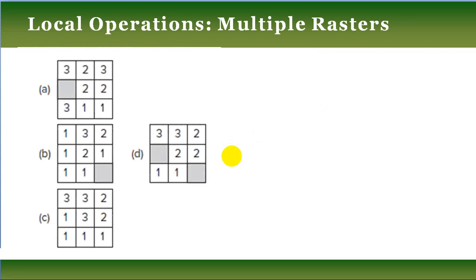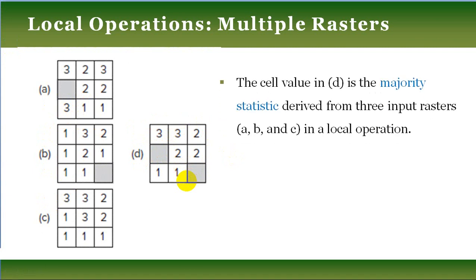Then another picture you just see here, same example, only pixel values are changed. Those 3 input rasters A, B, C, multiple rasters, superimpose, local operation, D is the output raster. Now let's see. This time no mean. The cell value in D is the majority statistics derived from the 3 input rasters A, B and C in a local operation.